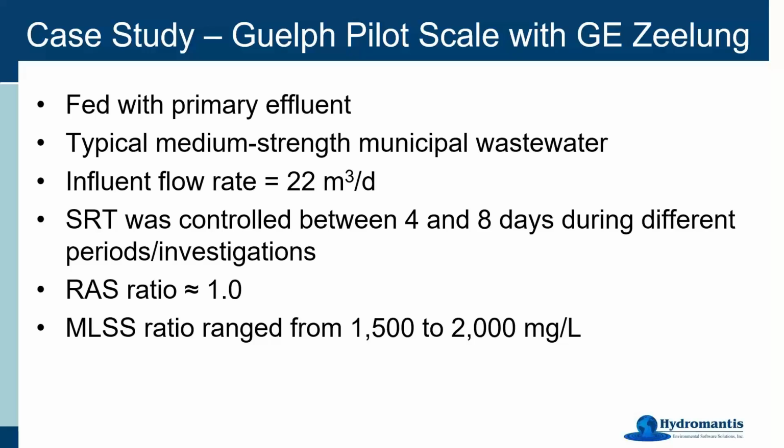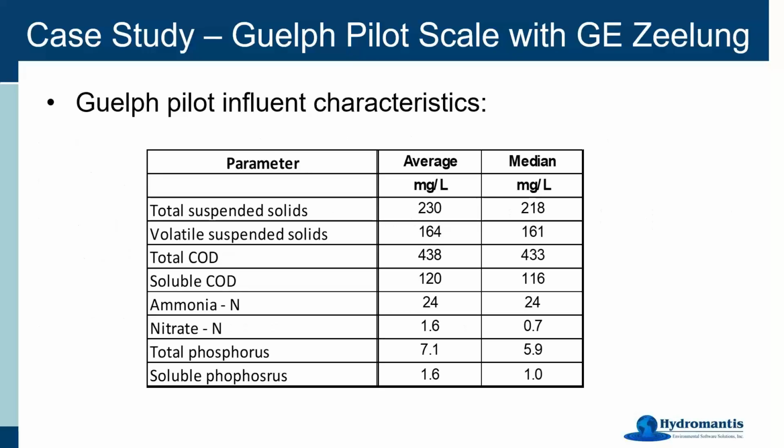And their mixed liquor was in the normal mixed liquor range of 1,500 to 2,000 milligrams per liter. And just for the sake of completeness, here you can see the influent characteristics, typical North American wastewater. Oh, by the way, in case you do happen to notice, the soluble phosphorus was pretty low, because actually it was primary effluent, so it was after they'd already precipitated out a fair bit of phosphorus, and it had been taken out with the primary sludge.